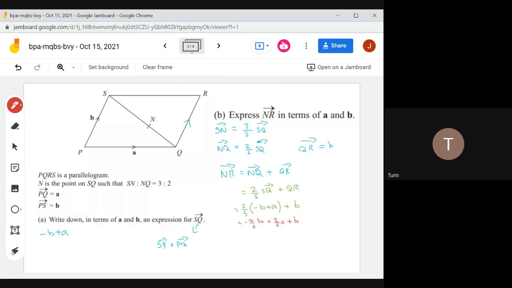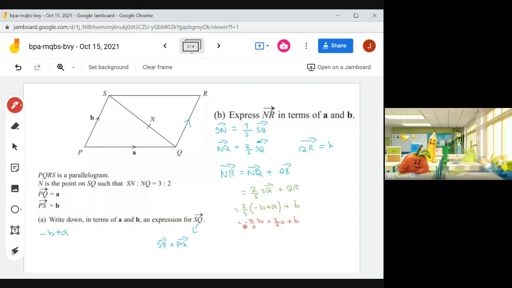So would that then be 3/5 of B plus 2/5 of A? Yeah, because minus 2/5 of B and B, you've got 1 take away 2/5, which is 3/5. So that's 3/5 of B plus 2/5 of A. Very good. Okay.